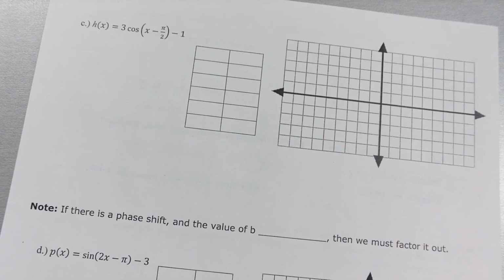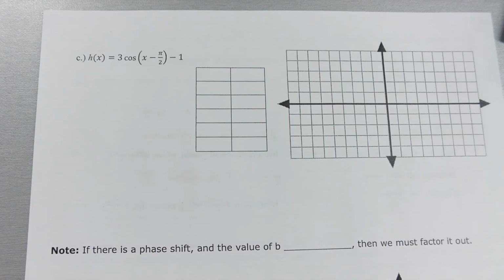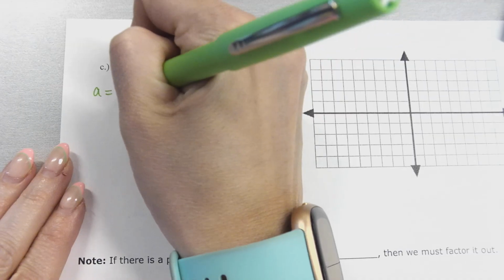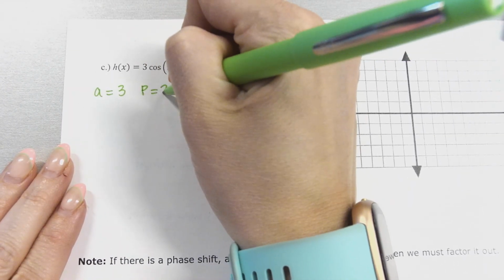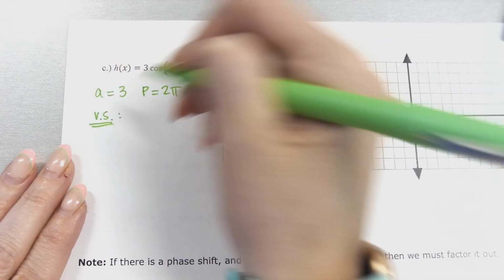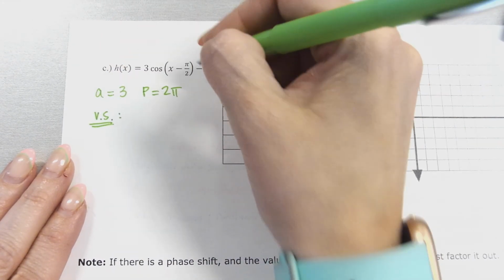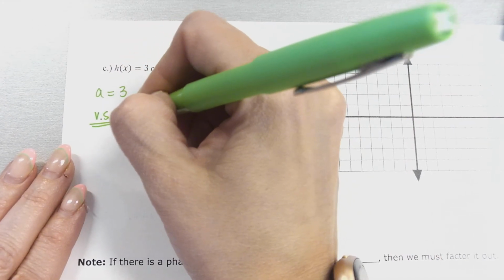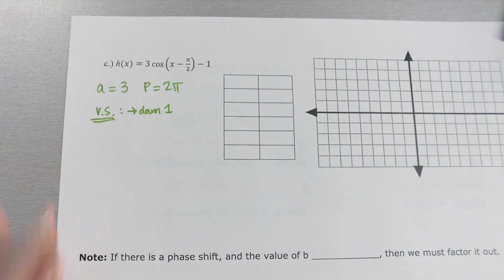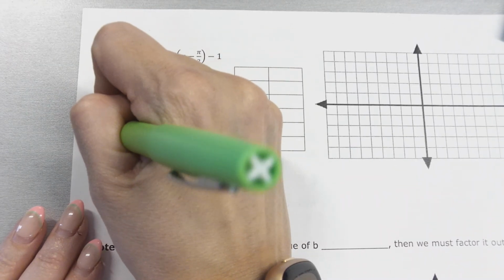All right, so Alex, what'd you get for your amplitude? Yep. And then Jack D, what'd you get for your period? Yep. And then your vertical shift, this is your K value. So your vertical shift is this -1. Okay, that means you're going down 1. Okay, so you need that for your max and your min.